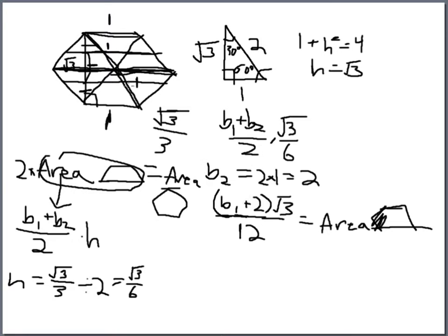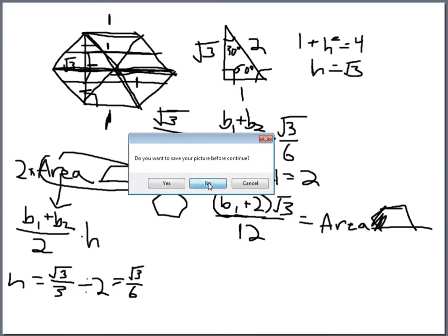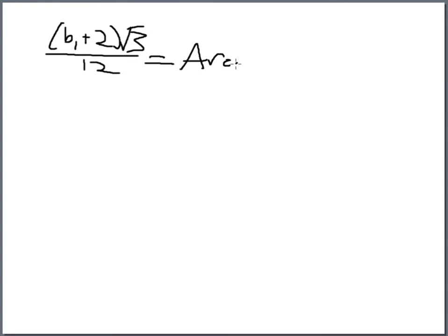So now we're gonna have to clear this up. I'm gonna write this down because we're gonna need more space to do the rest. So we're gonna create a new one. We know that base 1 plus 2 times square root of 3 over 12 is the area of the trapezoid. So now we can just draw this hexagon again.